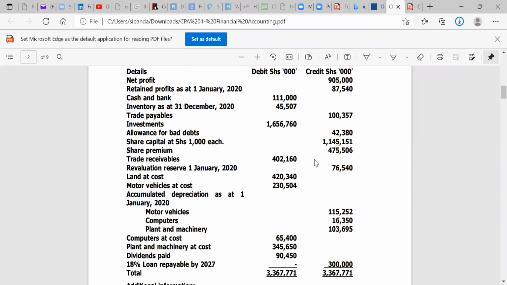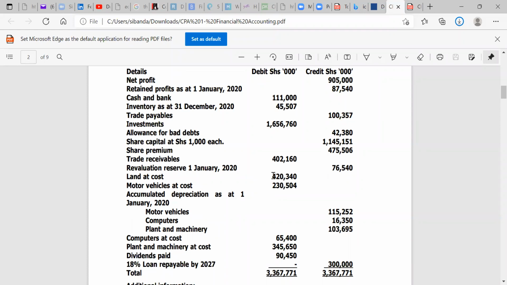So we have land at cost worth 420. Now land is another asset that a business can have, and this is recorded under non-current assets. Land does not depreciate. It's the only asset that doesn't depreciate.